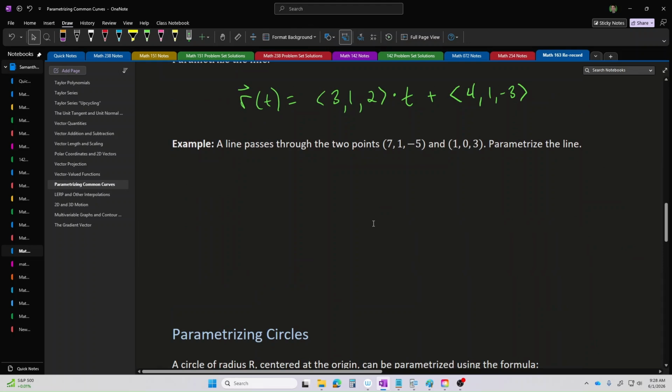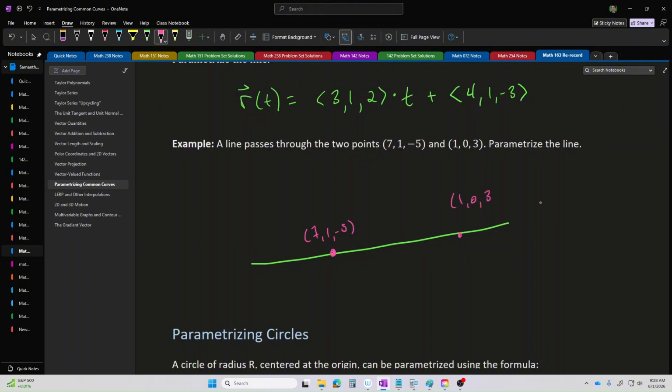Here's a slightly more interesting variation of this problem. We have a line that's passing through two known points. Let's go ahead and parameterize this line. To help me conceptualize this problem, let me go ahead and throw down a quick sketch. Let's imagine that this is the line that's being discussed, and I have a point here, 7, 1, minus 5, and I have a point here, 1, 0, 3.